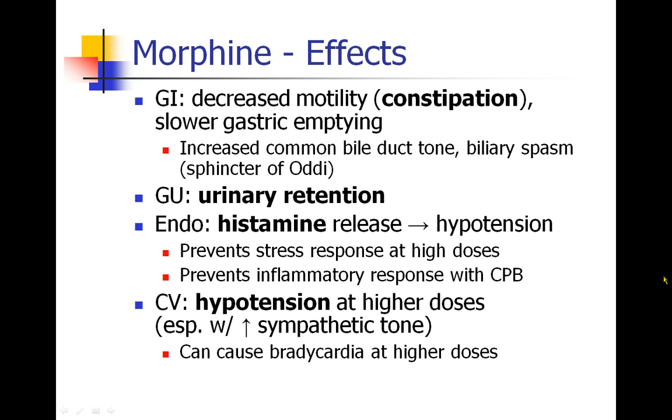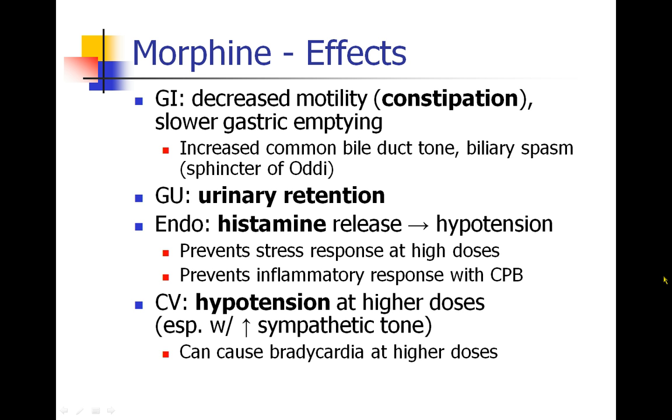Morphine in particular causes histamine release, which can lead to hypotension. Now, some people have used this as a positive side effect, where they've tried to prevent a stress response by giving high doses of morphine, or preventing an inflammatory response when a patient is put onto cardiopulmonary bypass. And in the cardiovascular system, we see hypotension once you give higher doses of morphine. And this is probably more of an issue in patients who have a high sympathetic tone to begin with. So patients upset and they're in pain and they're hypertensive, those patients, you'll see the blood pressure drop a lot.